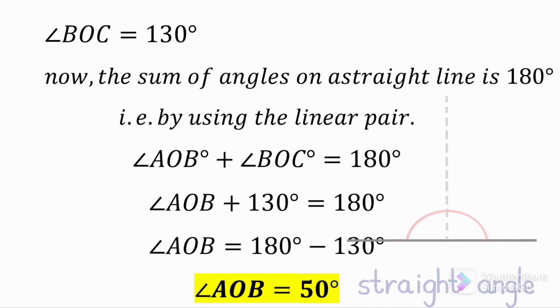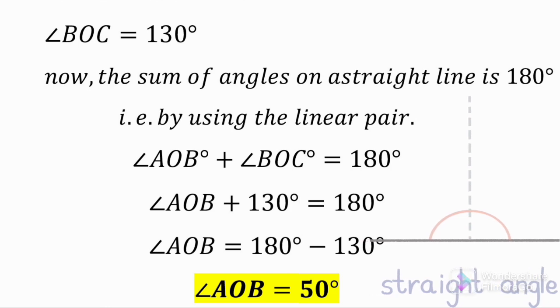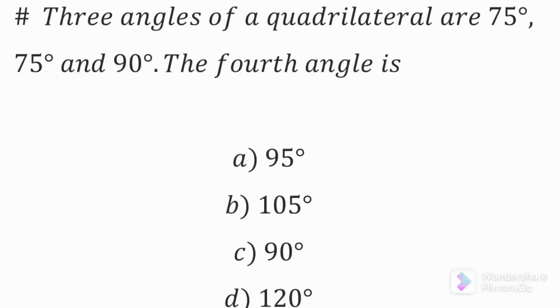Now, by using the sum of angles on a straight line, that is linear pair, we can write angle AOB plus angle BOC is equal to 180, or angle AOB plus 130 is equal to 180. Angle AOB is 180 minus 130, that is angle AOB is equal to 50 degrees. Hence, C, 50, is the right answer.